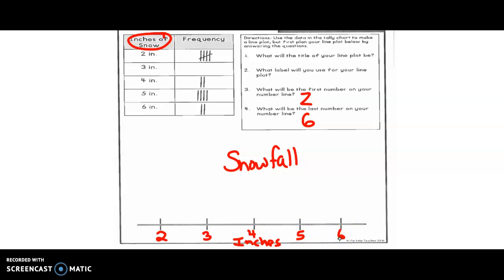X's. So now here for 2 inches, I have 5. So I have to be 1, 2, 3, 4, 5. At 3, there's nothing, but that still needs to be on that number line because of that interval. 4, we have 2. 5, we have 4, and then 6, we have 2. So there's an example of a number line using an interval of 1 and having a few more X's than our other examples.